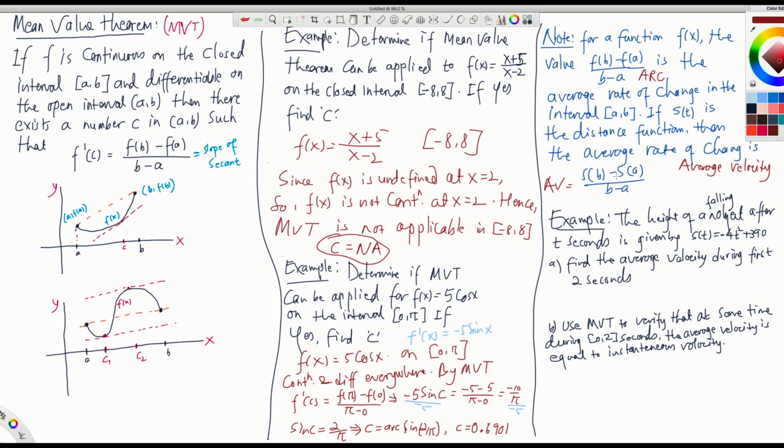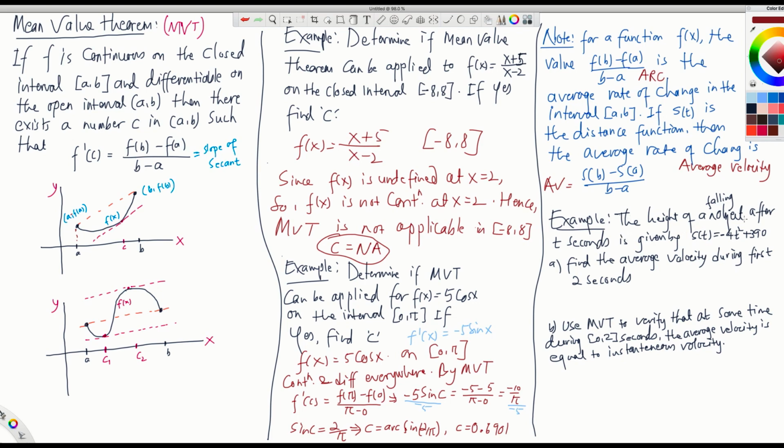So let us do an example for that. Basically what I am saying here is, as I mentioned already, if a function is continuous in the closed interval and differentiable in the open interval, then you can find a point where the instantaneous rate of change, or the instantaneous velocity, is equal to the average velocity in that interval. So let's do this example.